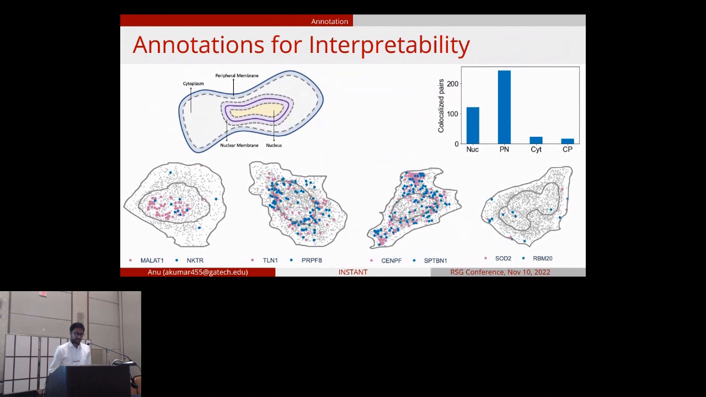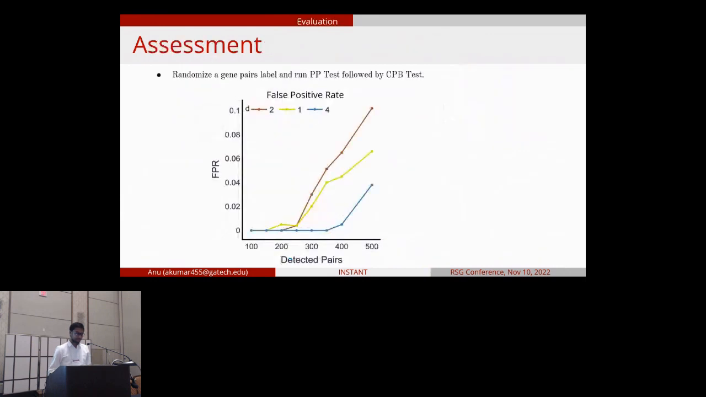For biological interpretation, we also annotate each gene pair with the most common region it co-localizes in. So we have nucleus, perinucleus, cytoplasmic, and cell periphery. We observed a high number of co-localized pairs in the perinucleus and nucleus regions, but we also observed around 20 co-localized pairs for cytoplasmic and cell periphery regions. Below, you can see an example of co-localization in each region: nucleus, perinucleus, cytoplasmic, and cell periphery.